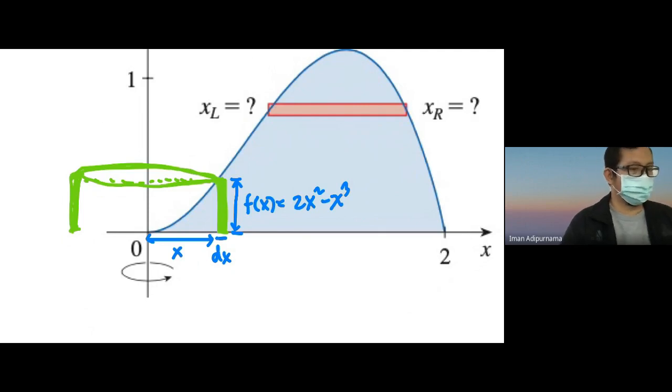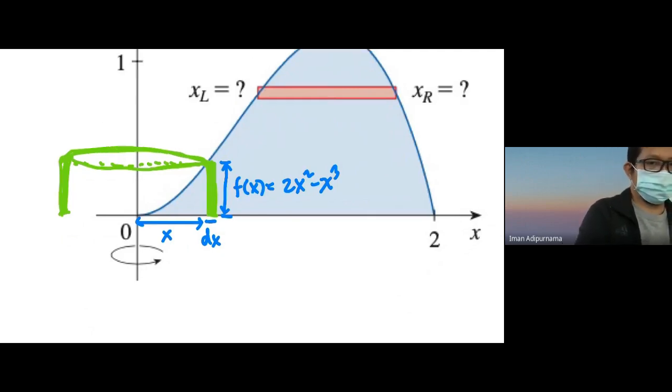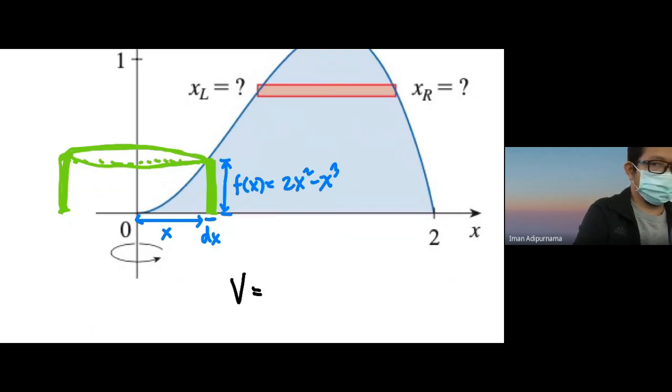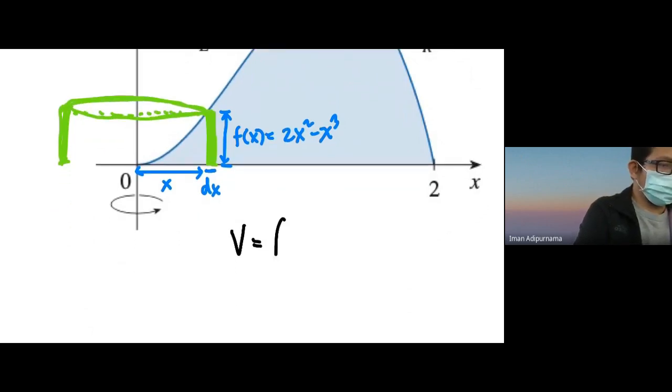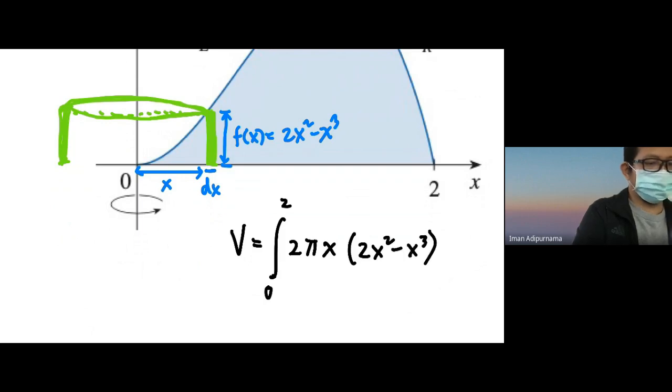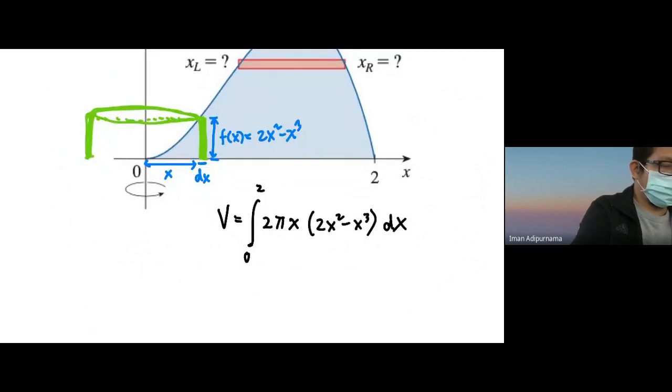Okay, so we put all into our volume formula. Start from 0 to 2. Write down the 2 pi, and then the radius is x, and then the height is f of x, or we can just simply multiply with this and the x. Okay, now we can calculate this.